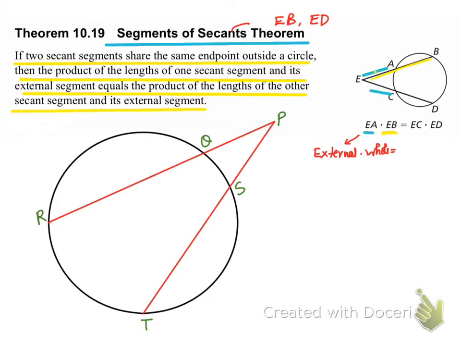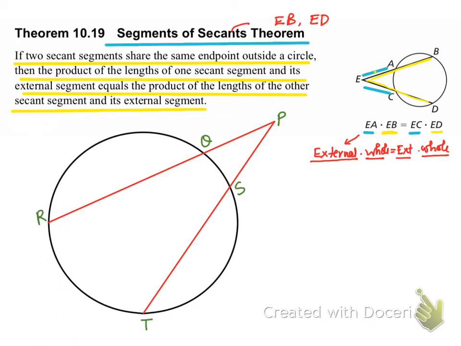Same thing for the other one. That's the external here. Sorry, the line is not drawn correctly. So that's EC, and EC is external. We can write that it's again external times the whole, and the whole chord is ED. So how to remember this formula? External times whole equals external times whole.